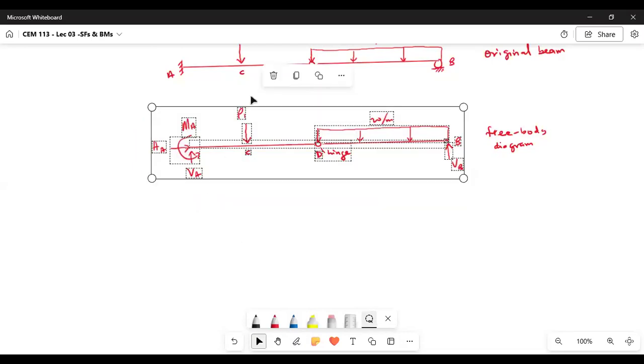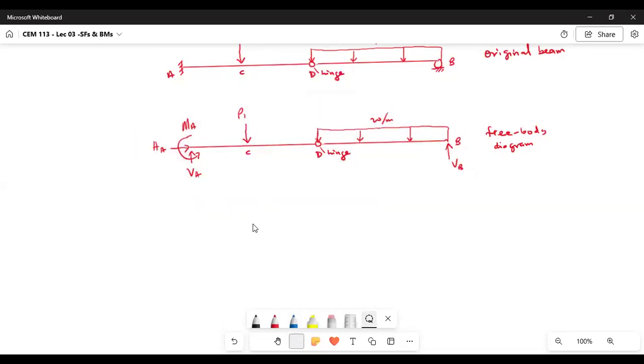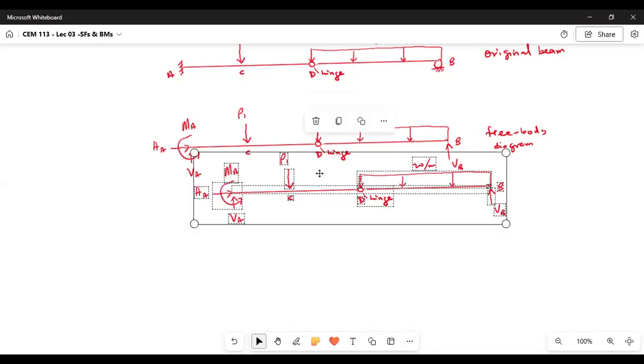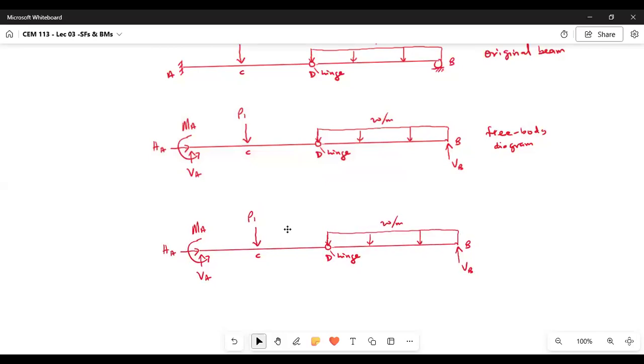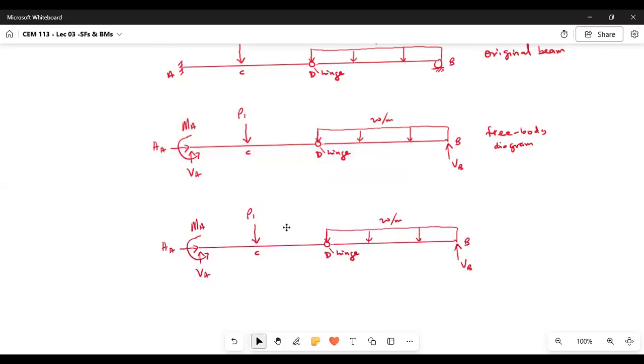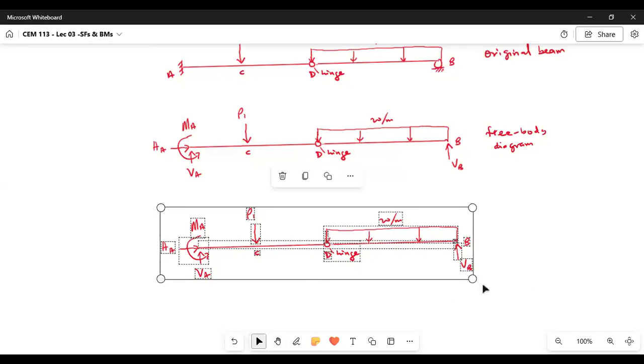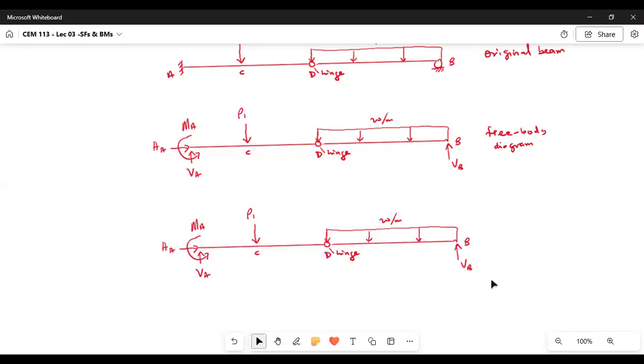So like this. Okay, I'm going to separate it like this. So you see that it's the same thing. Now what am I going to do? I'm going to separate it.